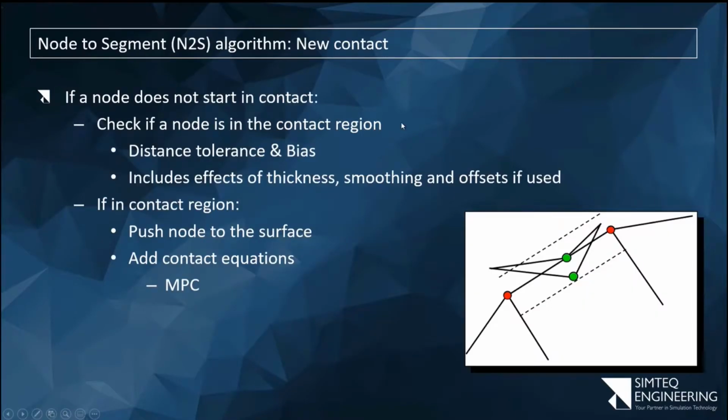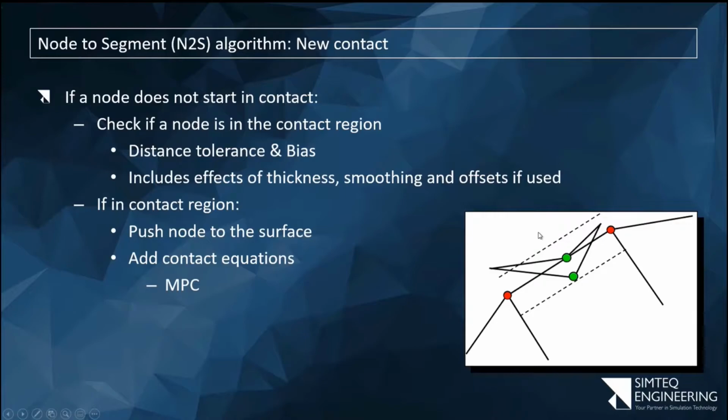Okay, so how does the contact algorithm in Marc work for node to segment? Let's say a node is not in contact first, because there are two cases. One is a node is already in contact, and it may want to separate. The other is a node is not in contact, but it should be. We've already spoken about the distance tolerance and the bias in this section, so you should know what this means by now.